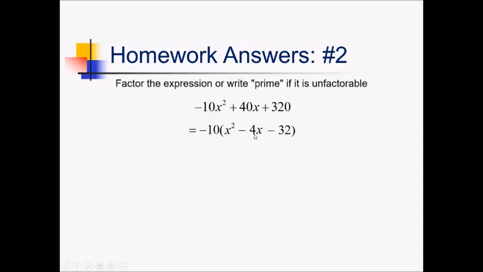2 and 16 is not going to work. 4 and 8 could work if we have positive 4 and negative 8. So I've got my negative 10 still. I have an x plus 4, and I have an x minus 8 as my three factors.